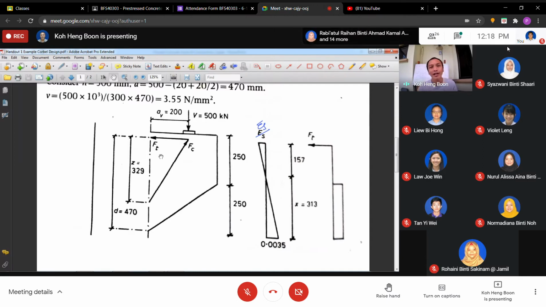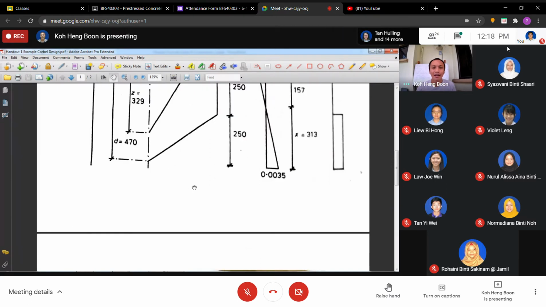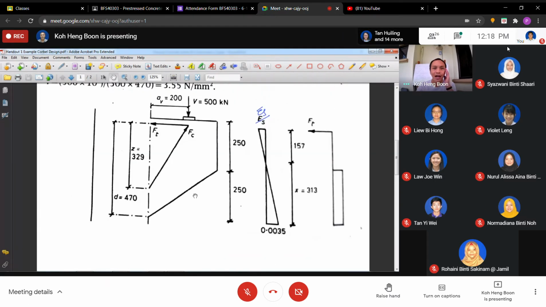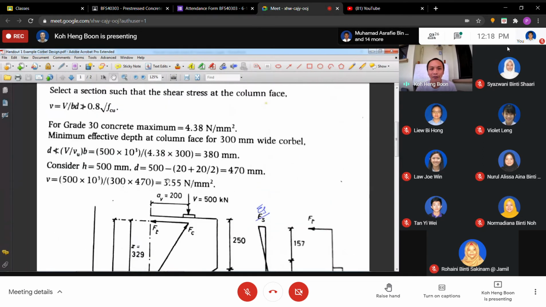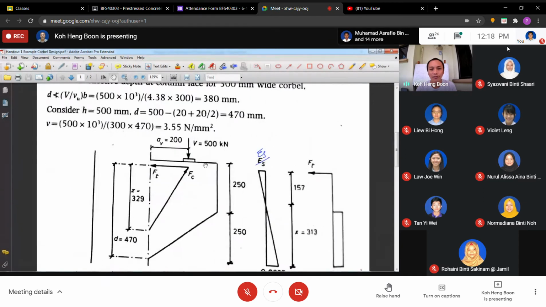FT we can calculate. FT basically is, this is V, V cos beta here. We cos the angle here. Therefore, once you get that, we can calculate already. This is how we get the FT. And the FT must not be less than half of the 500 here, not less than 250.